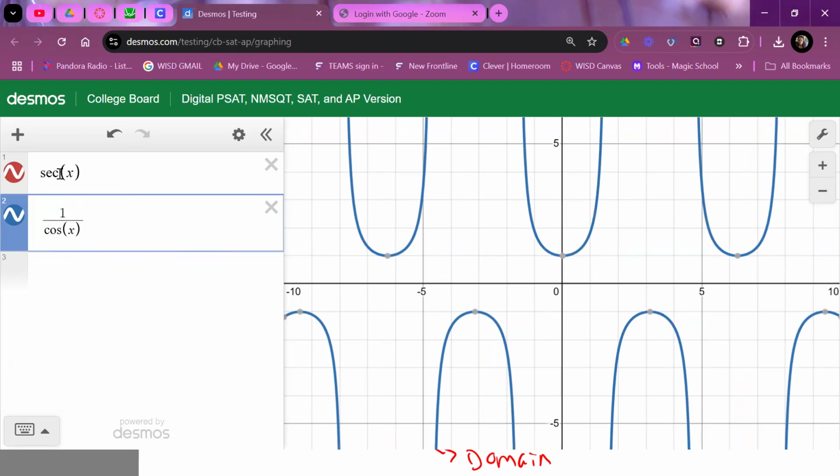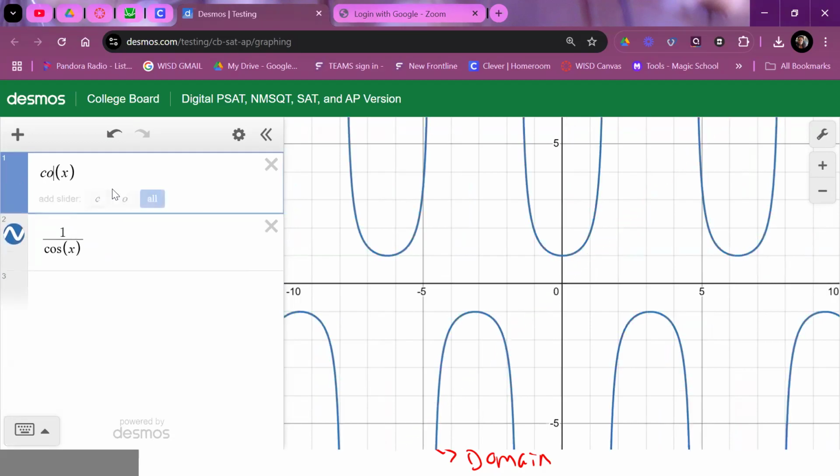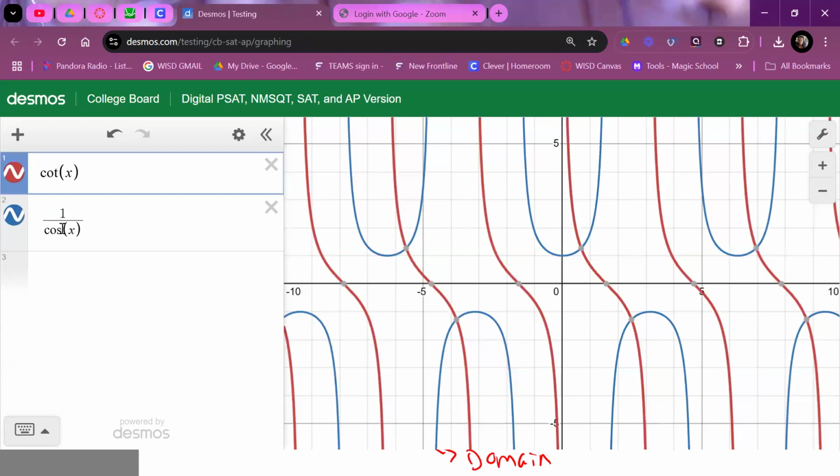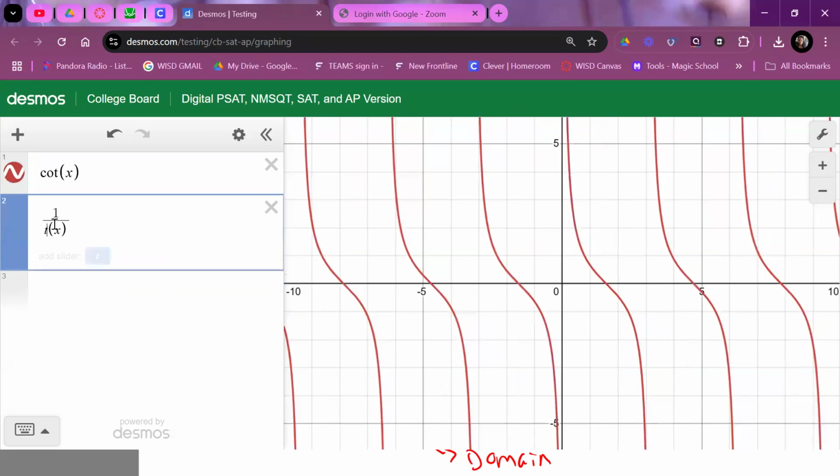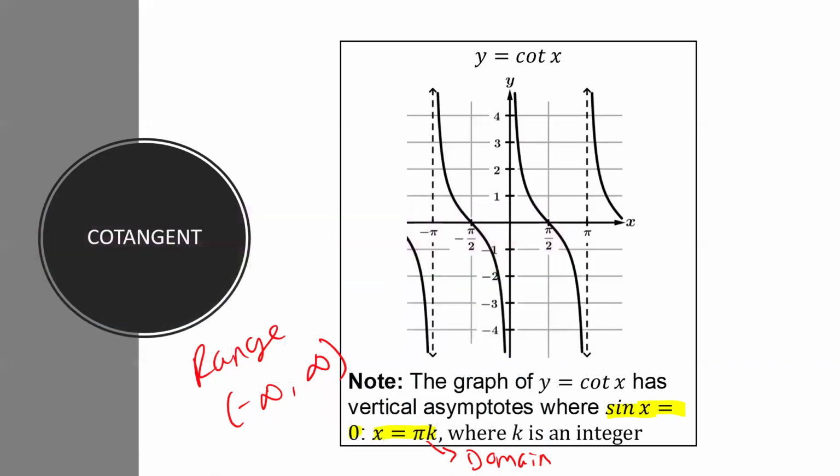Yeah. And then we have cotangent. I can type in COT. Look at those waves. It's the reciprocal of tangent, and it's going to be the same. Okay, so just reaffirming that you have the tools to be able to graph them.